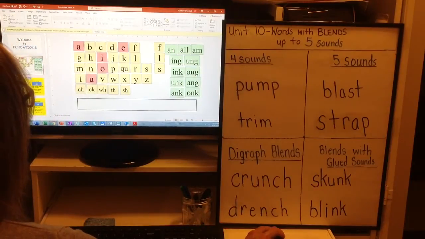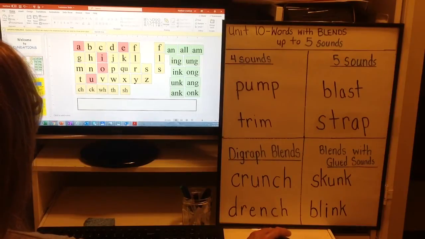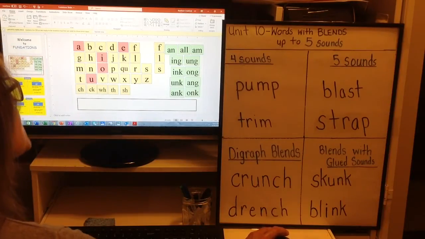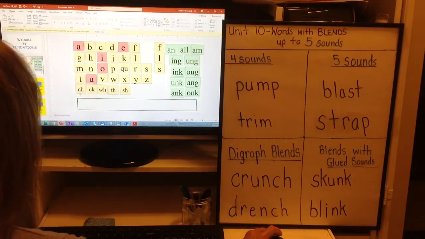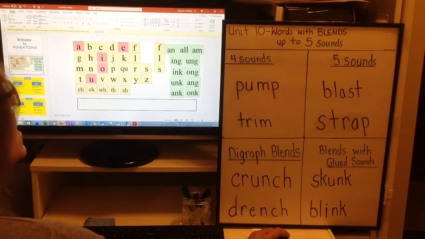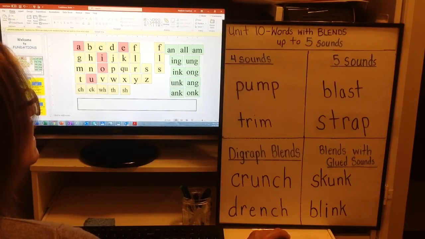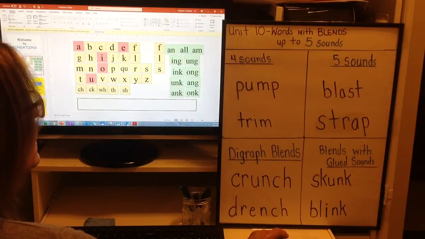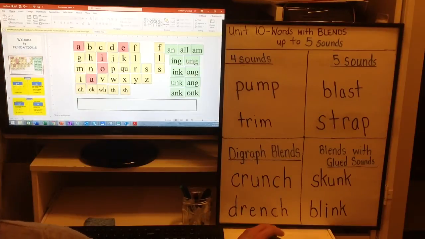That's your tile board. Okay, so far we learned all of these letter sounds. We learned about bonus F, L, and S. We learned about our digraphs, CH, CK, WH, TH, SH, and we learned about these glued sounds. An, all, am, ing, ung, ink, ong, unk, ang, ank, unk. Okay, all those glued sounds.